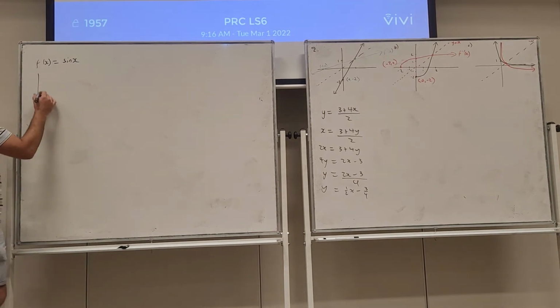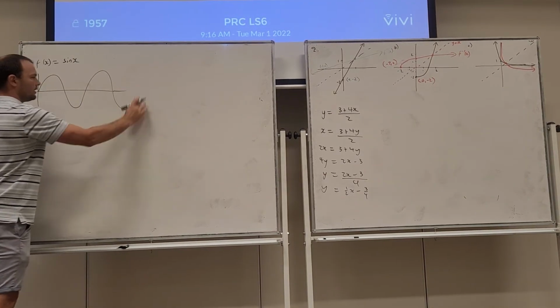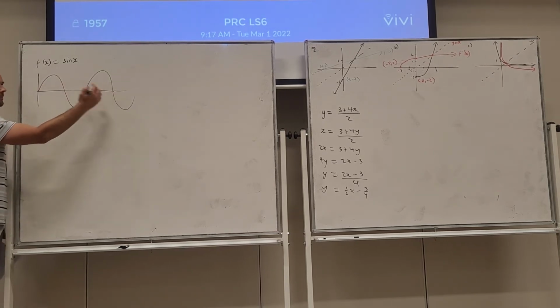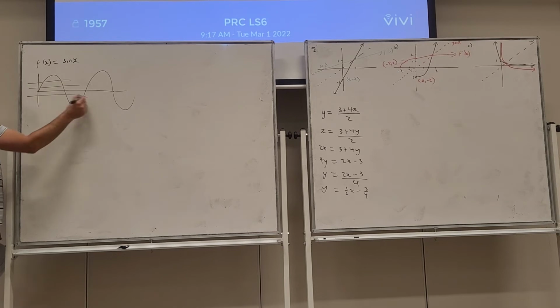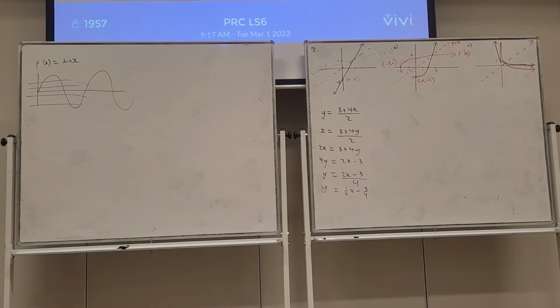Let's think about the graph of sine x. It goes like this, doesn't it? So it passes the vertical line test, so it's a function, but it doesn't pass the horizontal line test. So therefore, it does not have an inverse. And so for part A, explain why this does not have an inverse function.